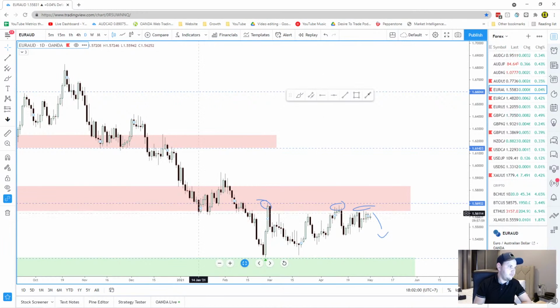So we've been going back here many times in the past. Over here the first time in January. So, a nice resistance area.